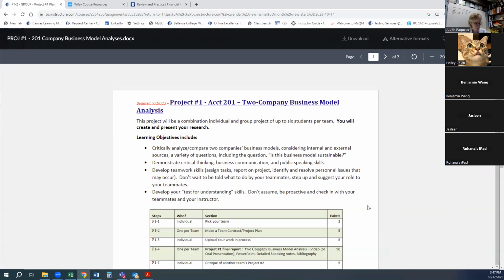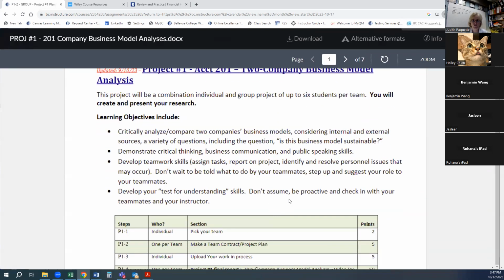You've already picked your teams, and you guys can see this, right? There's some instructions. Yeah. Okay. Please call out if you can't see something.